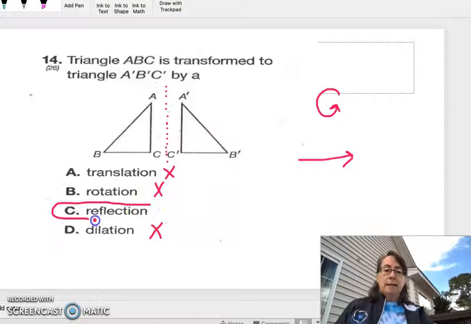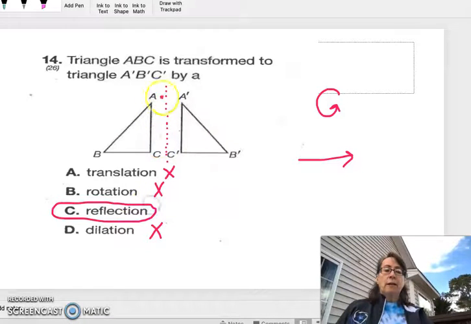And when there's a reflection, there is a line of reflection, and it would be right in between the two. So basically, if this were a piece of paper, you could fold it right there on that line of reflection, and this would fold right over to the other image.